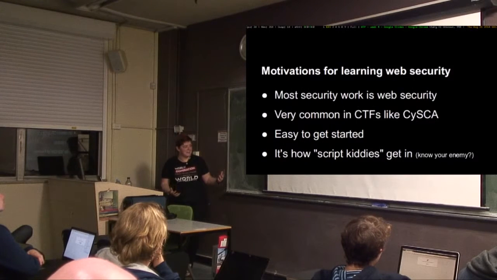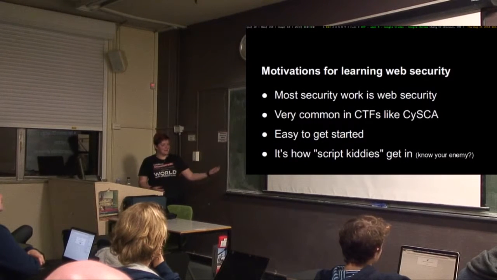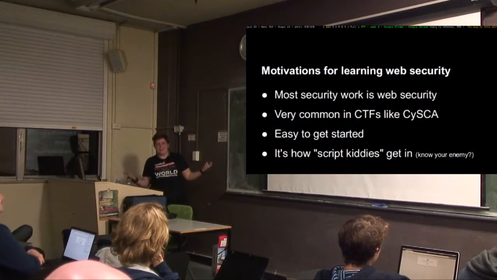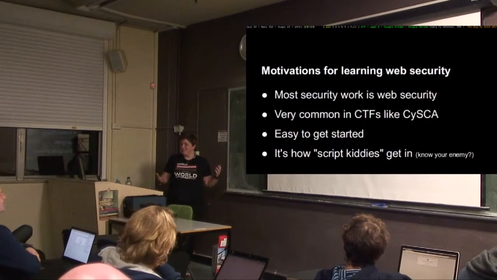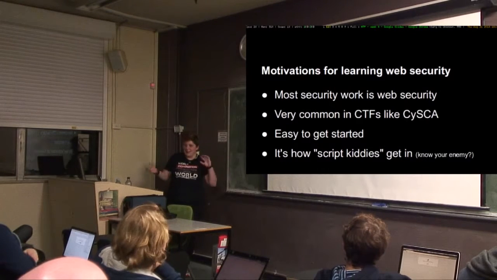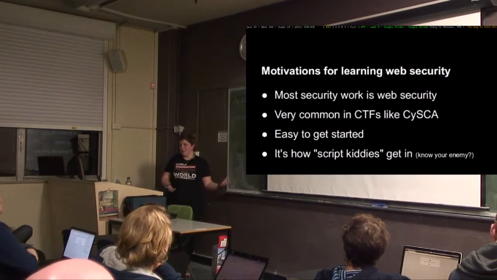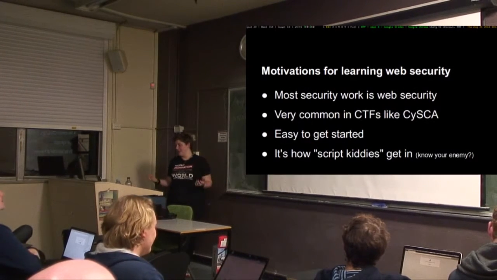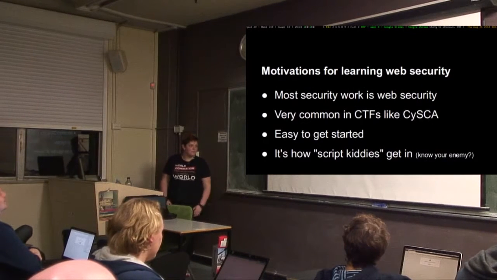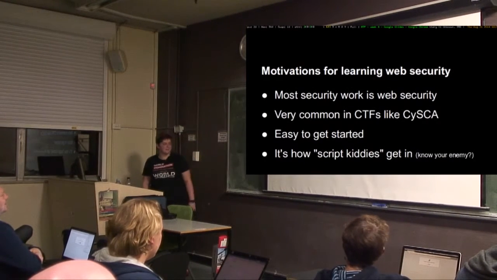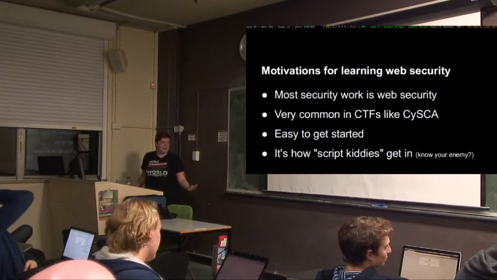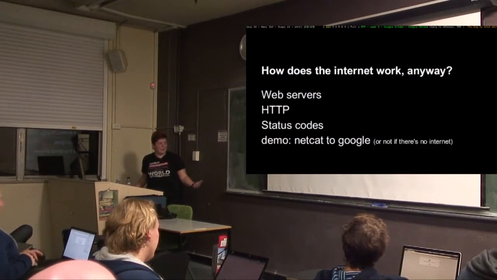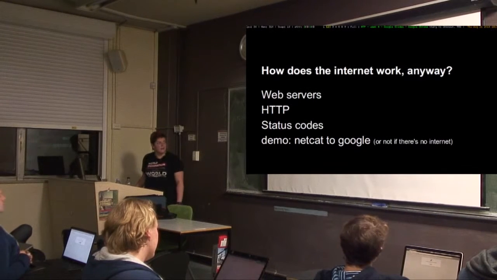I'm talking really fast, I'll try and slow down. And it's how script kiddies get in, so I guess know your enemy. Script kiddies, if you don't know, are like 12 to 15-year-olds who are like, oh my god, I'm so elite, I'm going to hack this website by running an automated tool on it and not using their brains and not understanding anything. Real hackers write tools, I guess, rather than using them. So basically it's pretty interesting and hopefully you'll get a lot out of tonight.